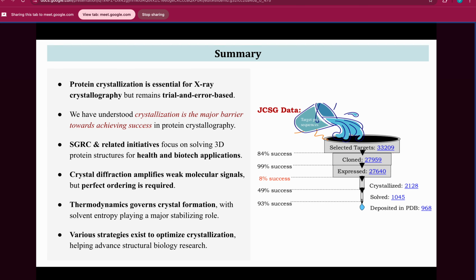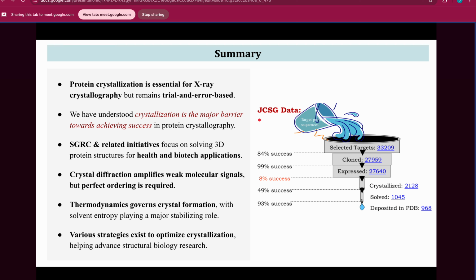To summarize all of this, protein crystallization is essential for X-ray crystallography, but it is still a trial and error based method. As we have seen, there are no well-defined or standard concentrations or standard way in which proper protein crystallization can be achieved. So it is still a hit and trial method. We have also understood that crystallization is the major barrier to achieving success.